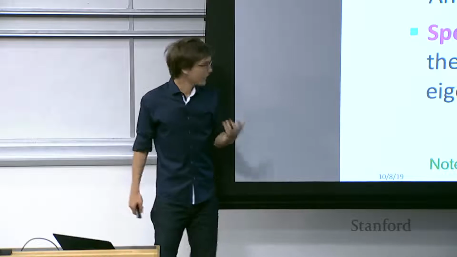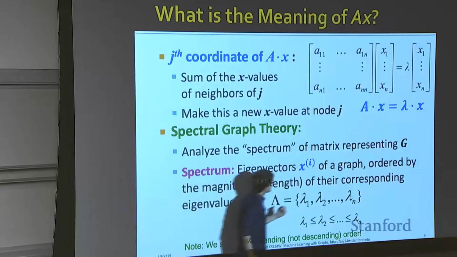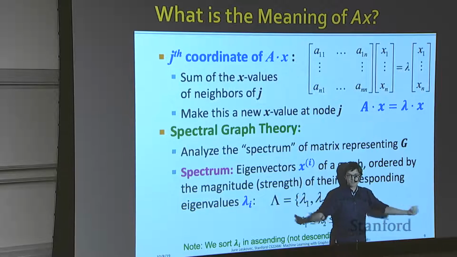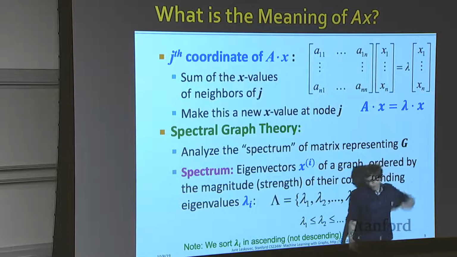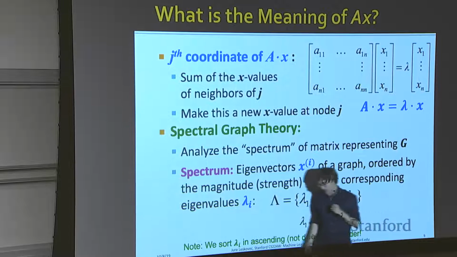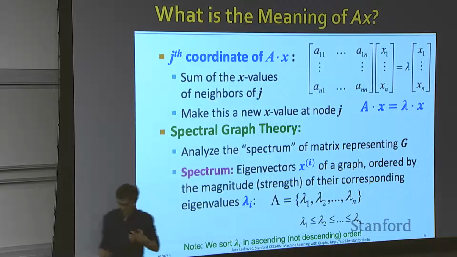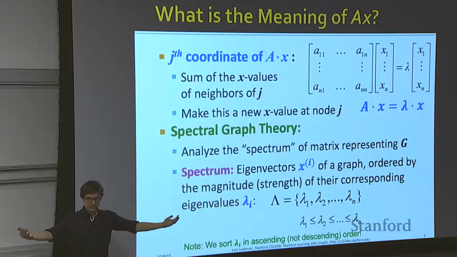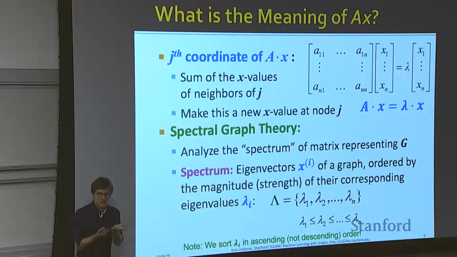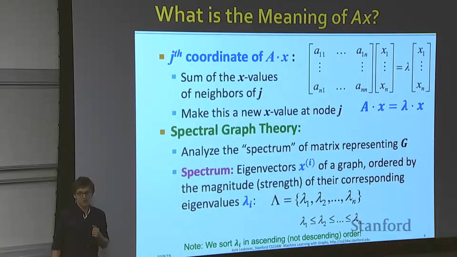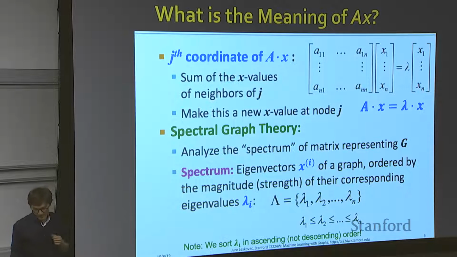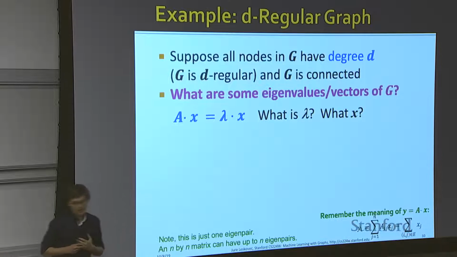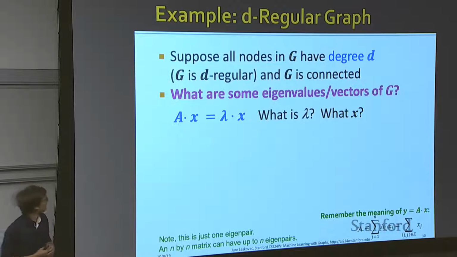What you should think of right now is that A times x is just you sum the values from your neighbors, and lambda x, where lambda is a scalar, means that the value you carry versus the sum of the values from your neighbors is essentially the value you carry times some constant. And this is true for every node. That's what Ax equals lambda x means. So let's now try to find some eigenvectors and eigenvalues of some graphs to get some intuition.